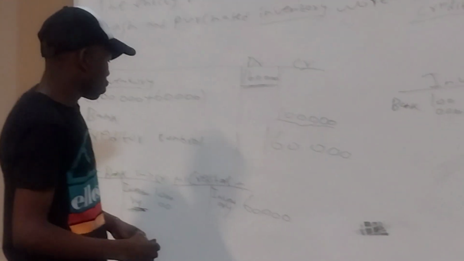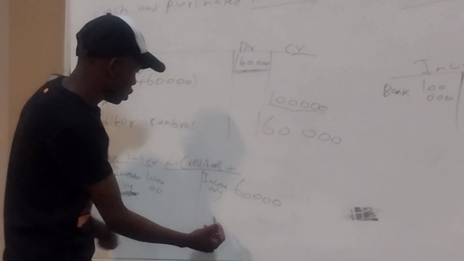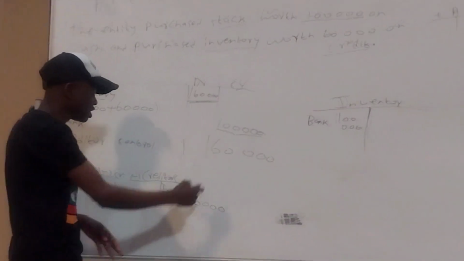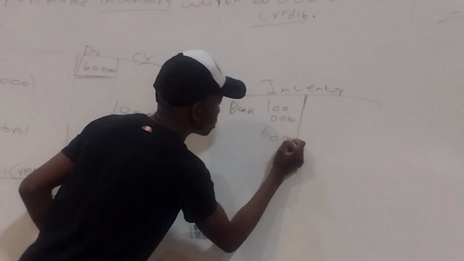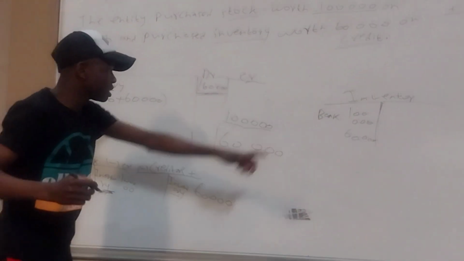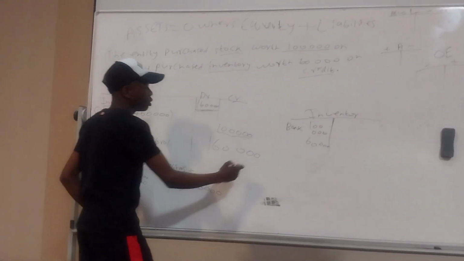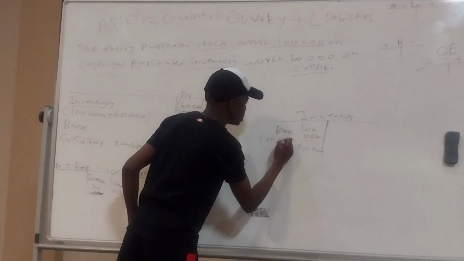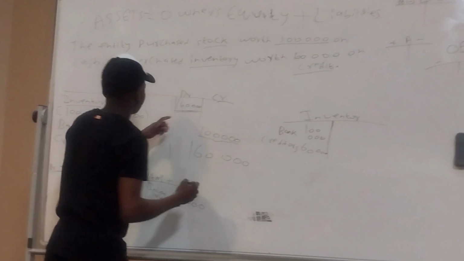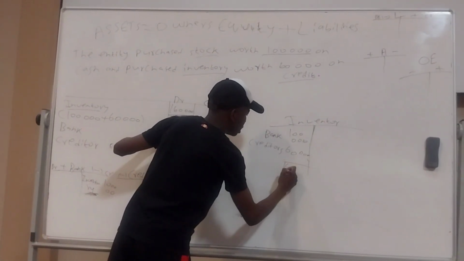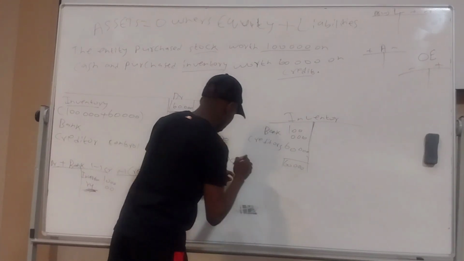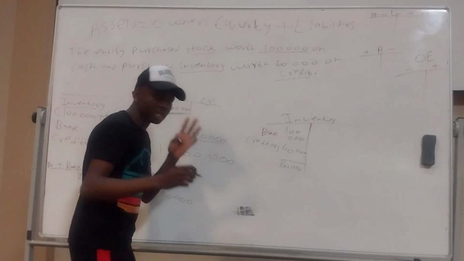So coming to the inventory account, you have to go to inventory on the debit side because it's on the credit side. The same balance here, 60,000. Why are you recording 60,000? Because it comes from creditors control. Now you can see how this 160,000 was built up. If you add the two, you're gonna get 160,000.